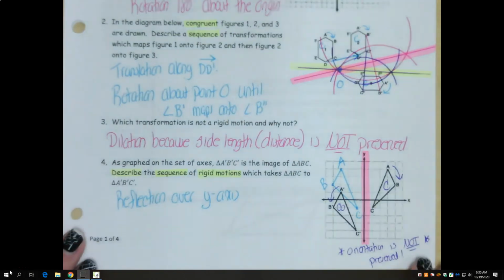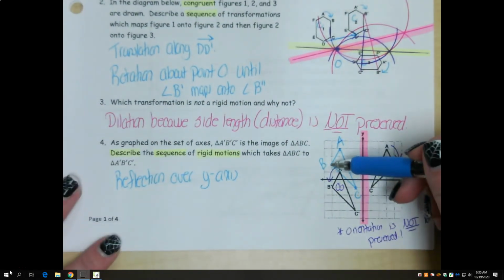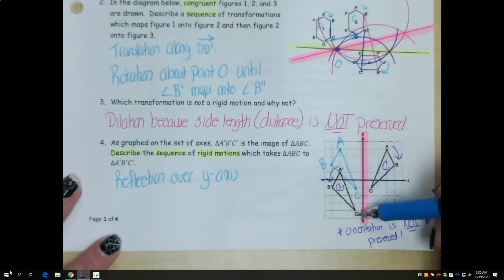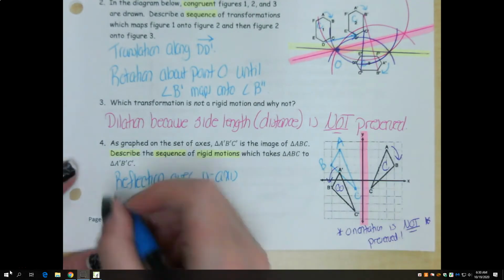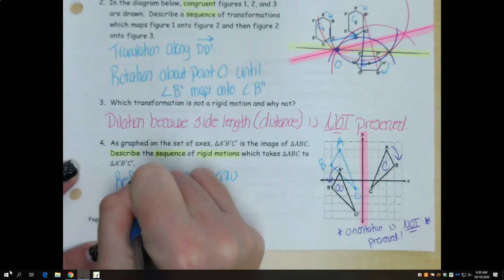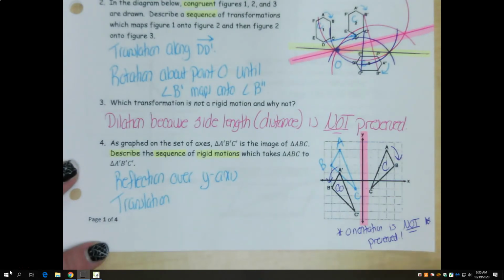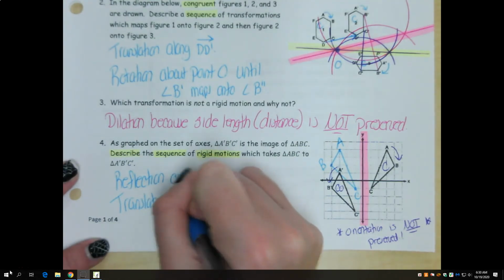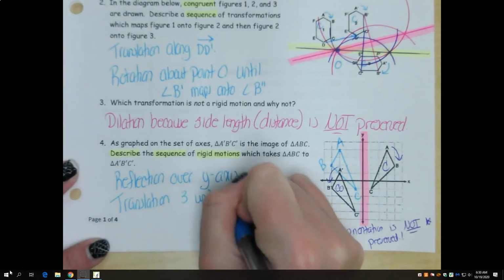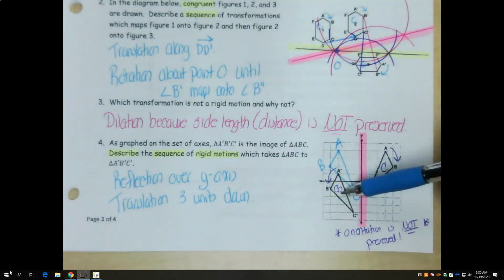And now it becomes very simple, very clear for me to see, well, if I just slide B down, A down, and C down, it'll map onto A prime, B prime, C prime. Well, a slide or a move is a translation. I'm on the coordinate plane, so I just count the boxes. Well, if I translate 3 units down, 1, 2, 3, I know that my corresponding points will match up. So it's a translation, 3 units down. And then I got my pre-image mapping onto my image.